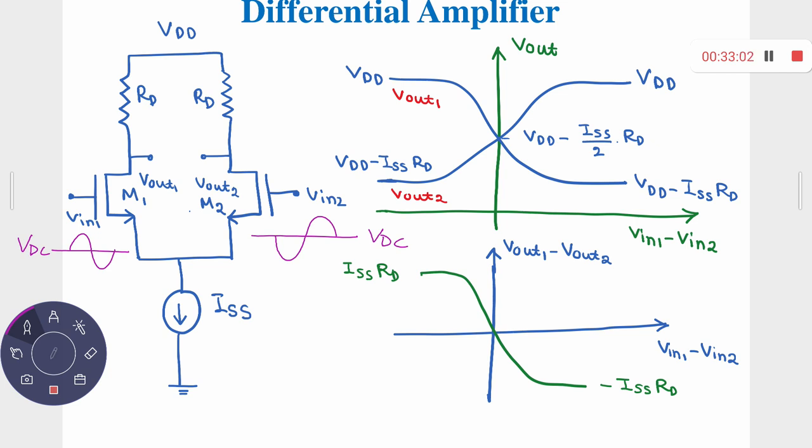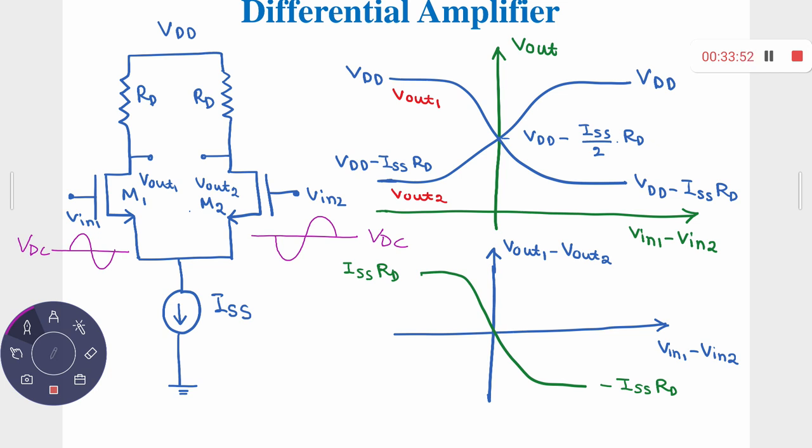Why? Because of the same gate voltage, if it is driven by the same DC level, the same gate voltage, sources tied together, same gate to source, same threshold voltage because the MOS devices are equivalent, right? M1 is the replica of M2 and vice versa. Same threshold voltage, same gate to source voltage, and obviously the same resistance also. So you have the same current, and obviously Vout1 and Vout2 must be the same. What is that current? It is the total current divided by 2, ISS by 2. So at Vout1, what are you supposed to get? VDD minus ISS by 2 times RD. At Vout2 also you will get VDD minus ISS by 2 RD.